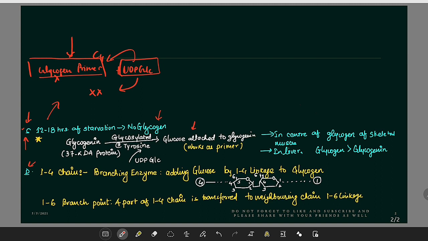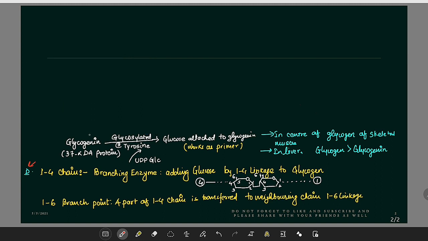So there is one protein which is known as glycogenin, and it has a molecular weight of 37 kilodalton. Glycogenin's tyrosine residues are glycosylated with UDP-glucose. So what is happening? There is a protein, and on the protein there is a tyrosine residue. UDP-glucose transfers the glucose to the tyrosine residue through the process of glycosylation, and UDP is released out of it.